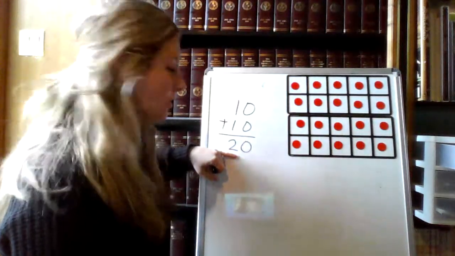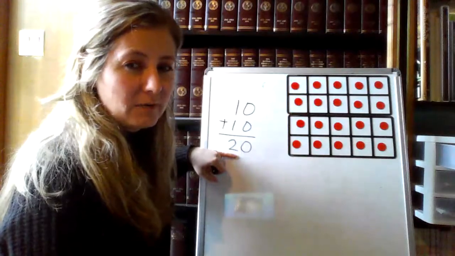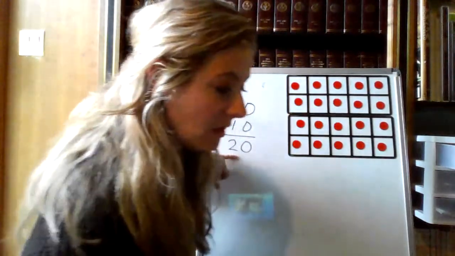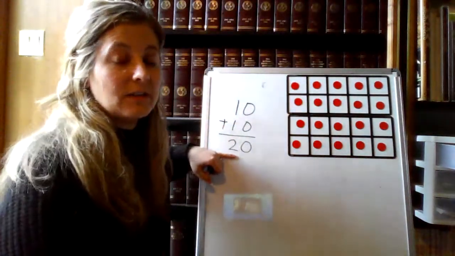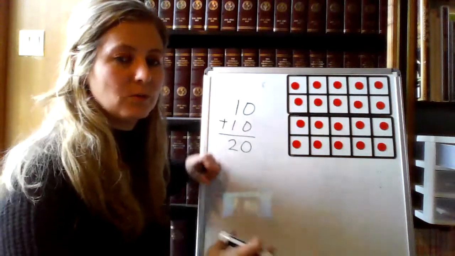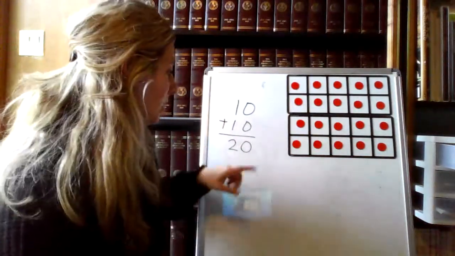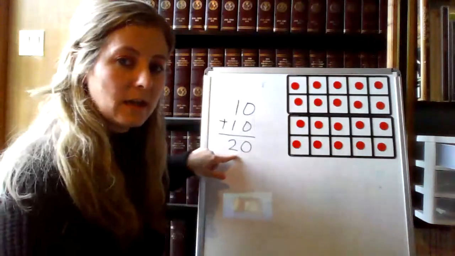So parents, we're also learning place value, which is kind of a trickier concept in kindergarten, but kids will need to understand place value as they go through school. And knowing that there are 0 ones and 2 groups of 10.